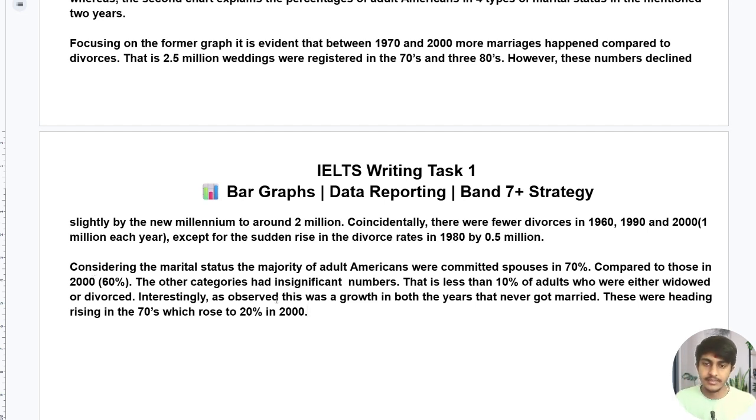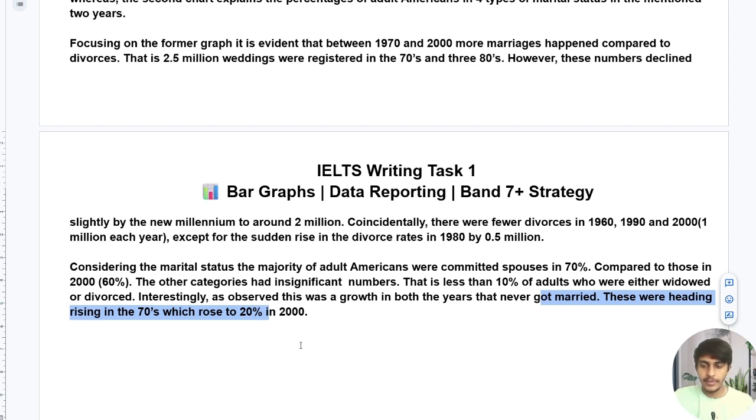Considering the marital status, the majority of adult Americans were married, supposedly 70%, compared to those in 2000, 60%. The other categories had insignificant numbers, that is less than 10% of adults who were either widowed or divorced. Interestingly, as I observed, there was a growth in both years in those who never got married, rising in the 70s, which rose to 20% in 2000.